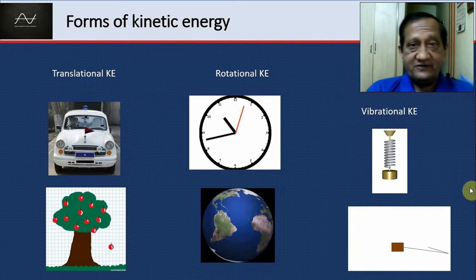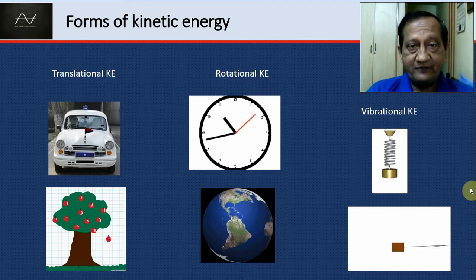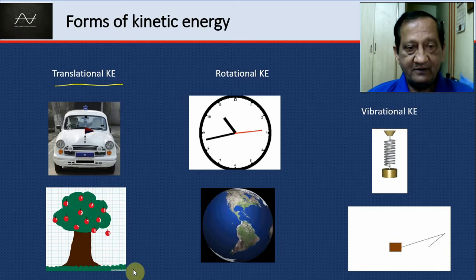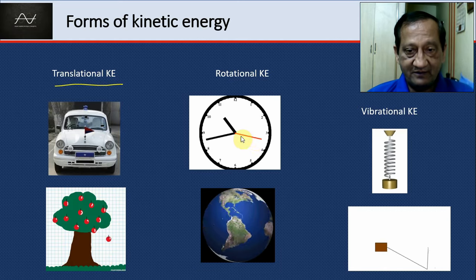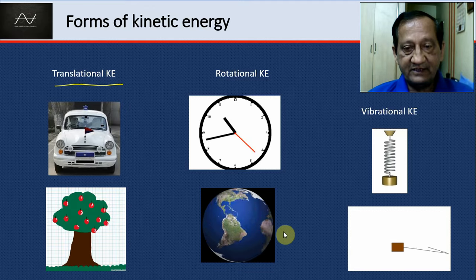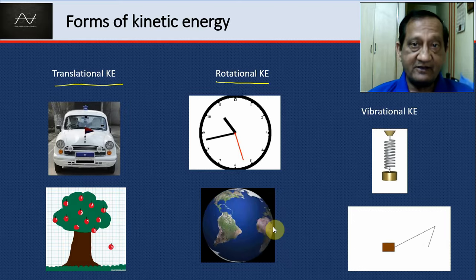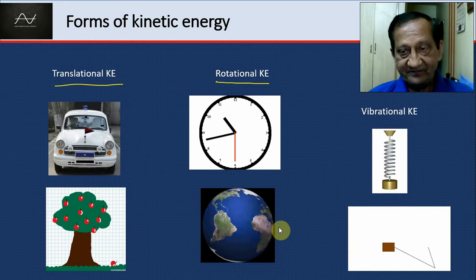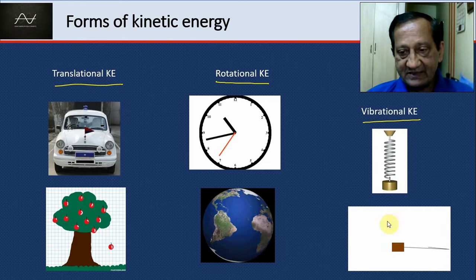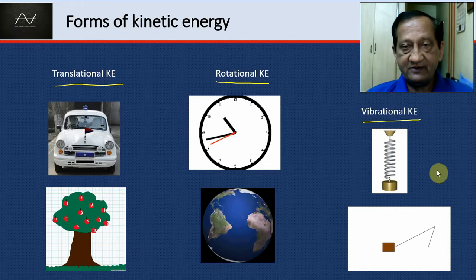Forms of kinetic energy. It is by virtue of its motion, and what I talked about as half mv square is only for translational kind of kinetic energy, like a car moving or apple falling down, but a body can rotate, like the needle of this clock is rotating, the earth is rotating. This is rotational kinetic energy, and the expression for rotational kinetic energy is not half mv square. It is something else. Vibrational, well, you can say it is translational, but it's to and fro. So this vibrational kinetic energy also has a different expression.